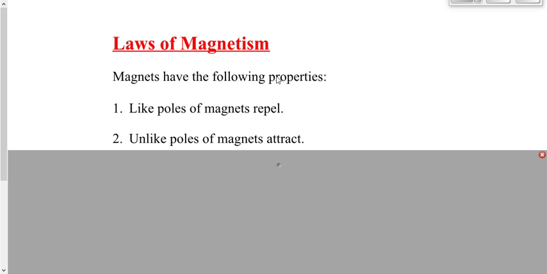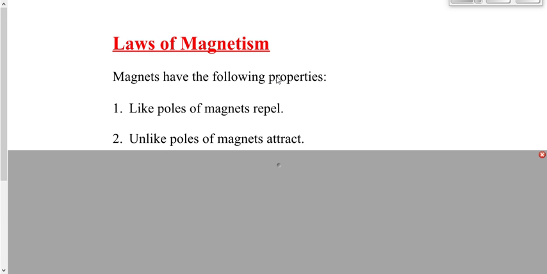Let's talk about a few laws of magnetism. What's the first law of the electric charge? Opposites attract or like charges repel. Okay, it doesn't really matter what order we give them to you in. Magnets have the following properties: like poles repel. It's like charges repel, except that it's not charges, it's poles. In other words, north repels north and south repels south. Unlike poles of magnets attract. So north attracts south, just like positive attracts negative, north attracts south. But it's not the same thing.